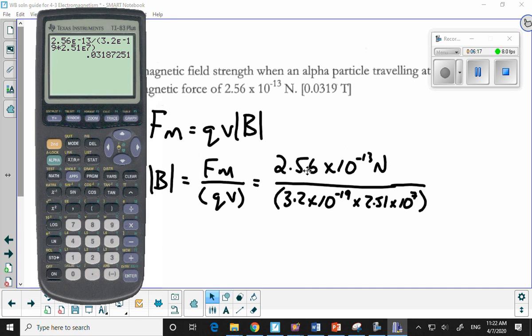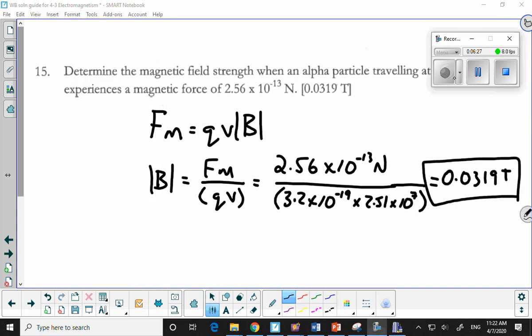It'll take this top number, divide by the 3.2, and then multiply it all by the 2.51 times 10 to the 7. So you're going to be way off. So you saw the answer in the calculator was 0.0319 Tesla when rounded to significant digits. Fantastic. Take a little bit of time, hit pause.